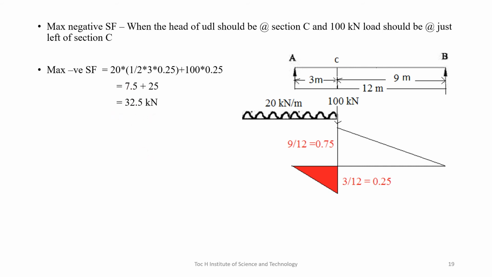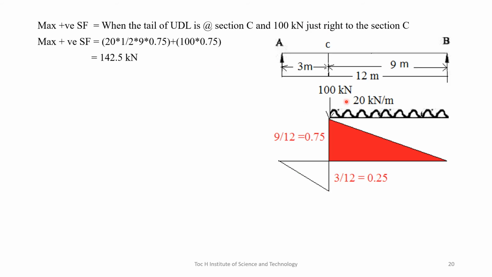Now the maximum positive shear force. The maximum positive shear force occurs when the tail of the UDL is at the section C, and also the concentrated load is just right of the section C. I am placing this 100 kilonewton at the section C, and also the tail of the UDL at the section C, and we find the value of the maximum positive shear force.